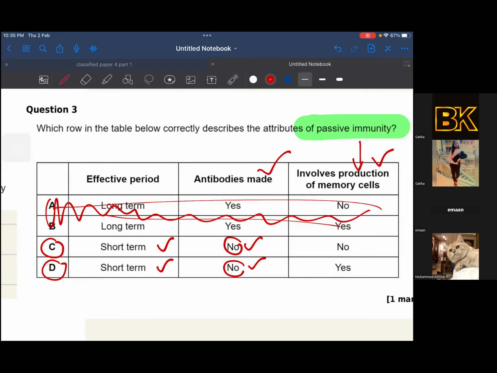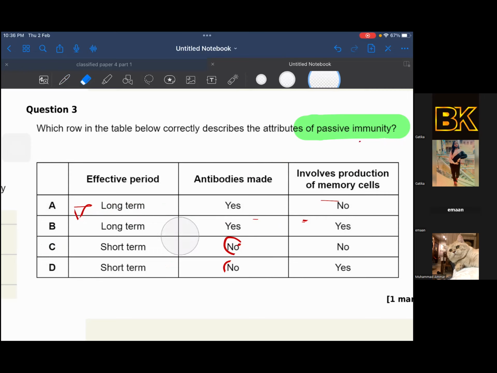Passive. Nope. No, because if the antibodies are not made, the lymphocytes are not stimulated, how can you make memory cells? You can't, right? That is why the answer should be C. Iman, you get it?